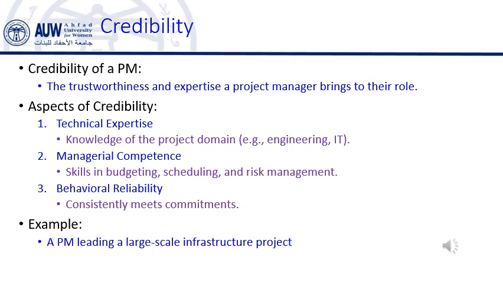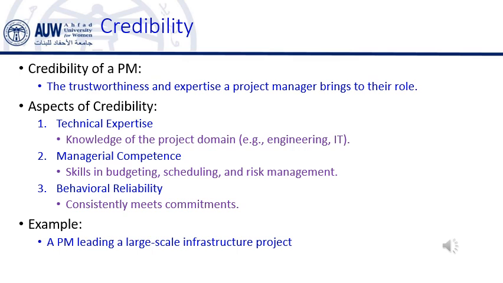Honesty. The PM should always provide honest updates about the progress of the project, even when things aren't going as planned. Transparency. The PM must communicate openly about any challenges, risks, or changes in the project. Accountability. A credible PM takes responsibility for both the successes and challenges of the project. They do not blame others when things go wrong but instead work to find solutions.